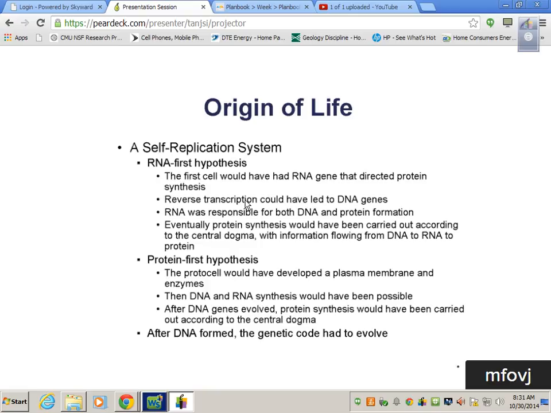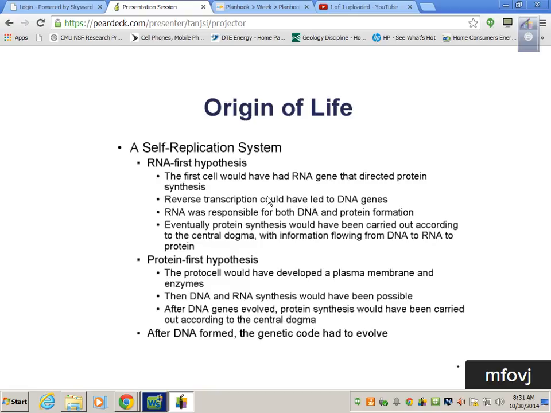Now, understanding that reverse transcription is a very common thing in the viral world, a virus is not living. It's very simple. It's a strand of genetic material surrounded by a protein coating. It is not a cell. That means it's simpler than a cell, probably a little older than the development of an organism. And so, archaically, it would have had to come first. So we look at things like retroviruses, and we can see them as early evidence of evolution. So RNA was responsible for both DNA and protein formation.